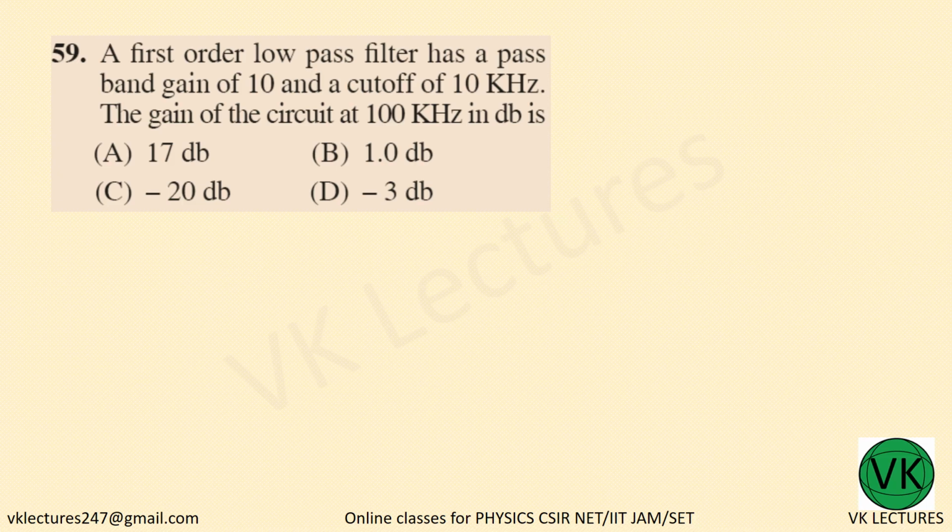Question number 59. The first order low pass filter has a band pass gain of 10 and the cutoff of 10 kilohertz. The gain of the circuit at 100 kilohertz in decibel is given by which of the following options. Now, before going to the question, let us understand a few things.